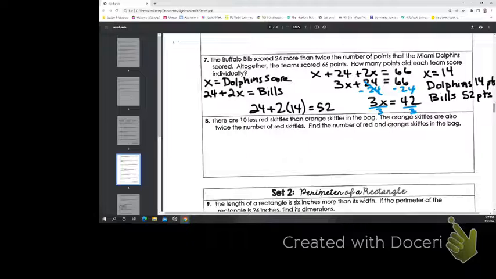So number 8 sets up a little differently. We have orange and red Skittles, and it says there are 10 less red than orange, which means orange is the most and red is what we have the least of. So X is going to be my red. And then I could say that X minus 10 is my orange.